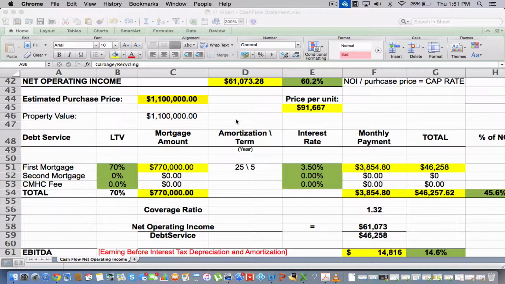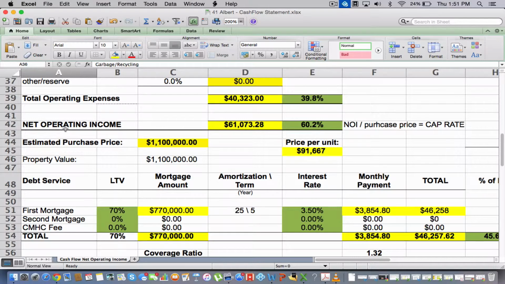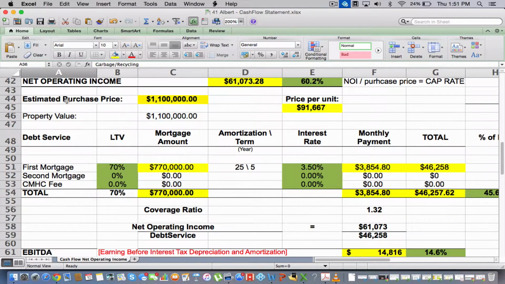Welcome back again. This is Paul DeBruzzo here, and this time we're going to tackle calculating the debt service, or understanding better the financing of your investment property. On the spreadsheet, just below the expenses and the net operating income calculation, you'll have the estimated purchase price that you need to enter manually, and the debt service section.